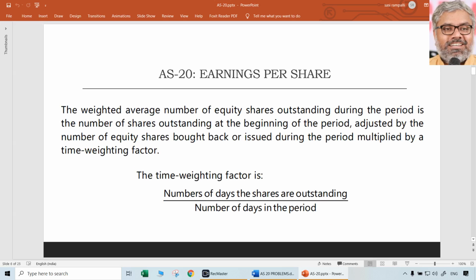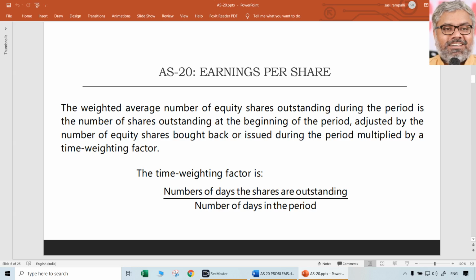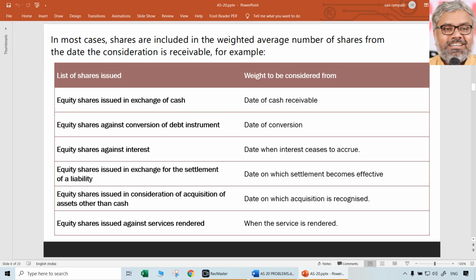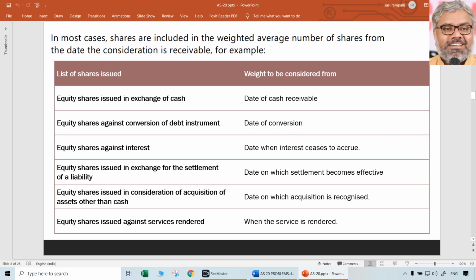But for the computation of denominator, we need to take weighted average number of equity shares outstanding during the period, which can be calculated by multiplying the number of shares with the time weighting factor, which is nothing but number of days or months the shares are outstanding divided by the number of days or months in the period in total. So that is a weighted average number of equity shares outstanding during the period has to be calculated carefully.